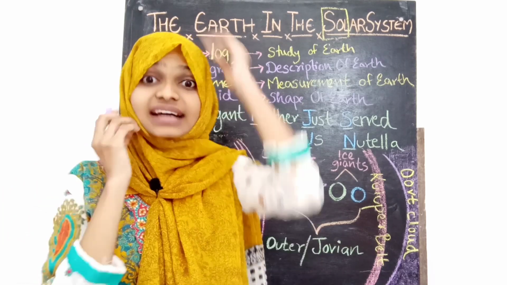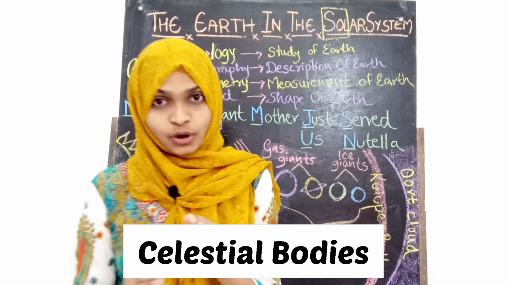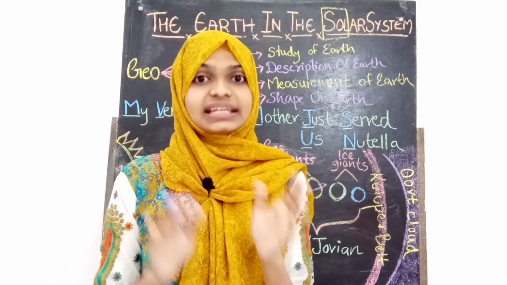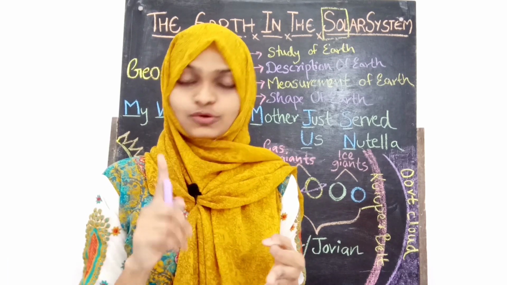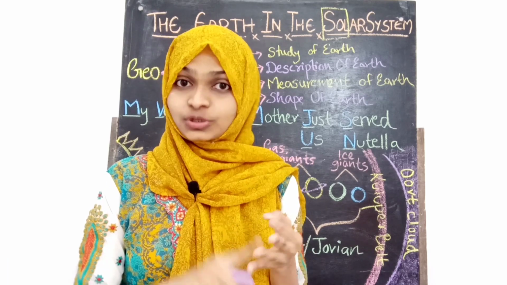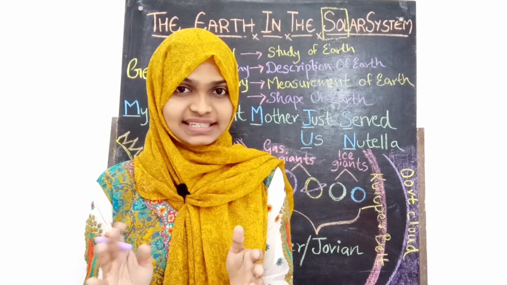So stars are celestial bodies. So what are celestial bodies? Celestial bodies are the objects which shine in the night sky. So the stars, the moon, the sun is also a star. So the sun, moon and stars which shine in the night sky are called celestial bodies.